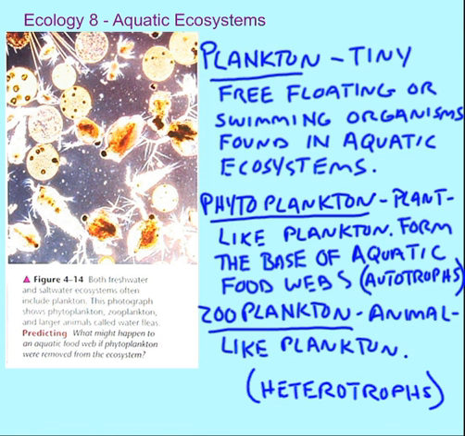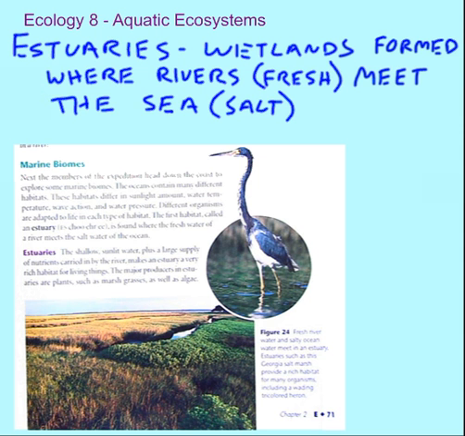Plankton is a general term for the tiny, free-floating or weakly swimming organisms that live in both freshwater and saltwater environments. See figure 4.14, for example. This photograph shows phytoplankton. They are green and photosynthetic, like plants. Zooplankton are animal-like plankton, which are consumers and need to eat, or we could also call them heterotrophs, and also larger animals called water fleas, or Daphnia.